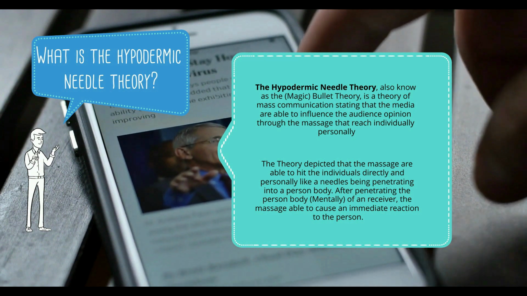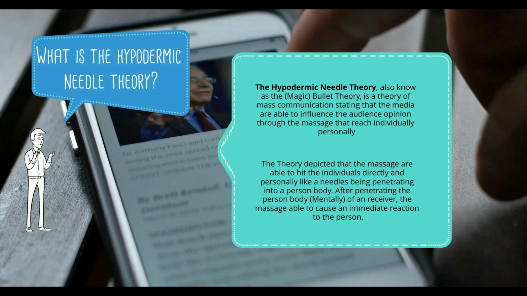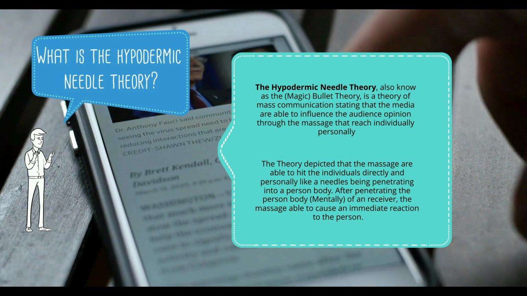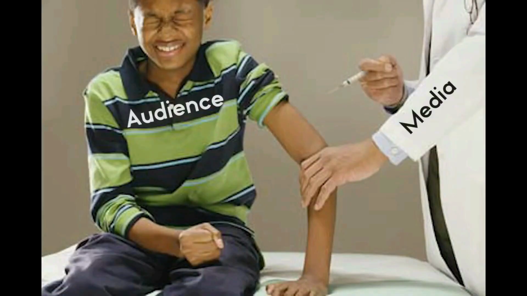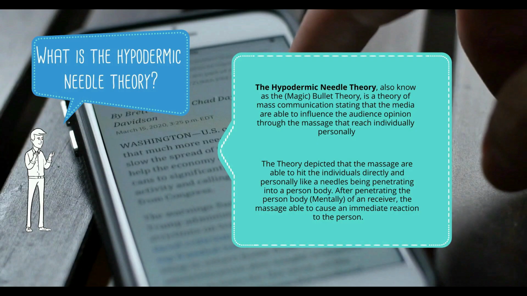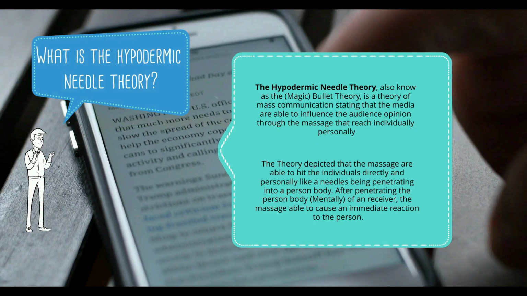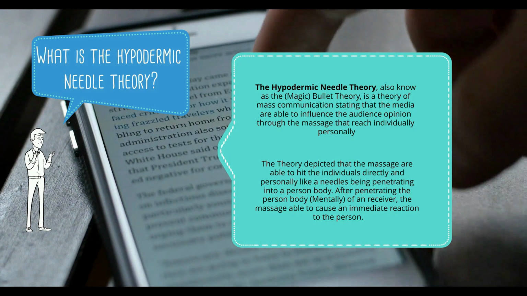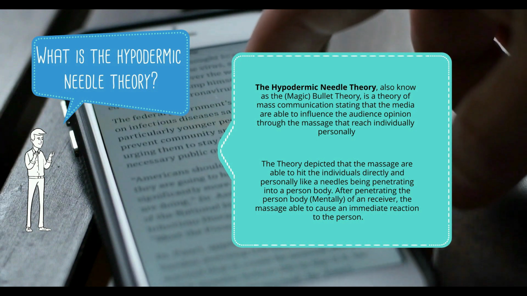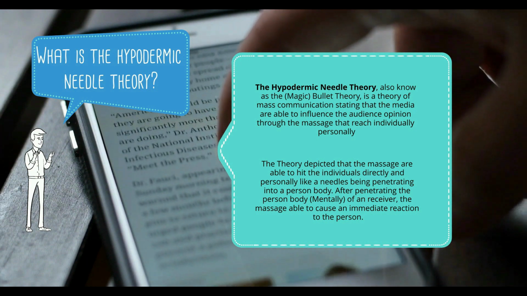According to this theory, the media is also able to influence the opinion of the audience through messages that reach individuals in person. The theory can be described as a message that can affect the individual directly and personally, like a needle that pierces into the body of a user. After penetrating into the mind of the receiver, the message will cause an immediate reaction to that person and can influence the receiver's outlook and decision making.